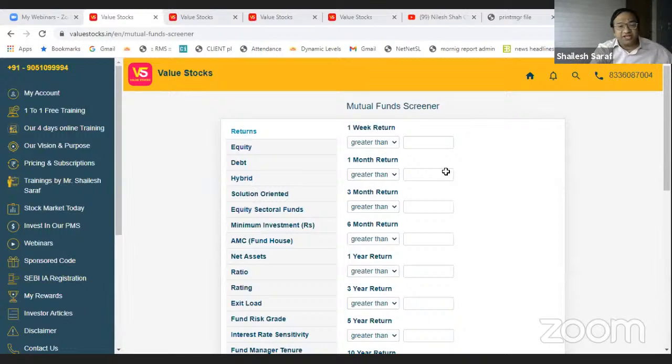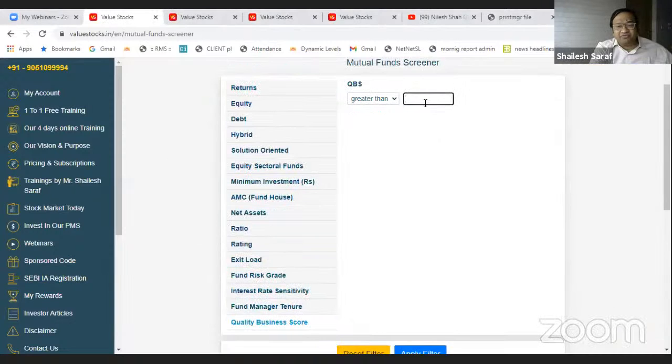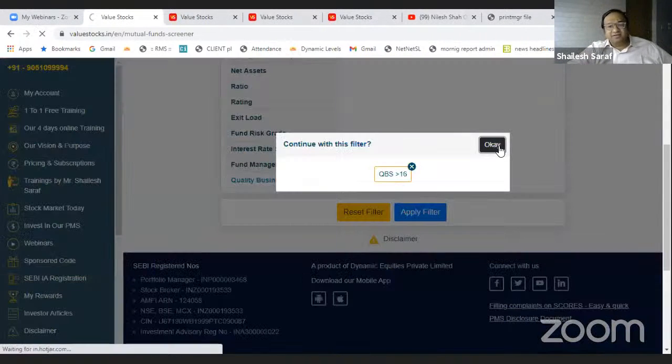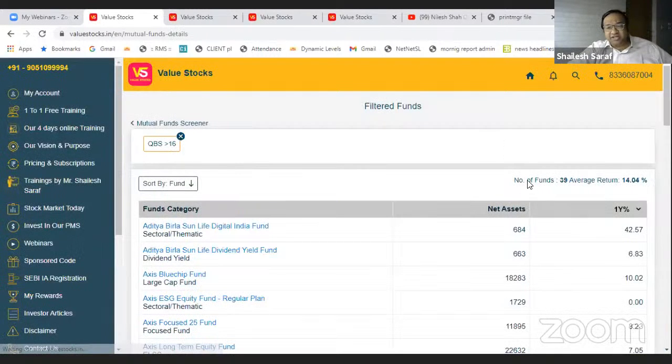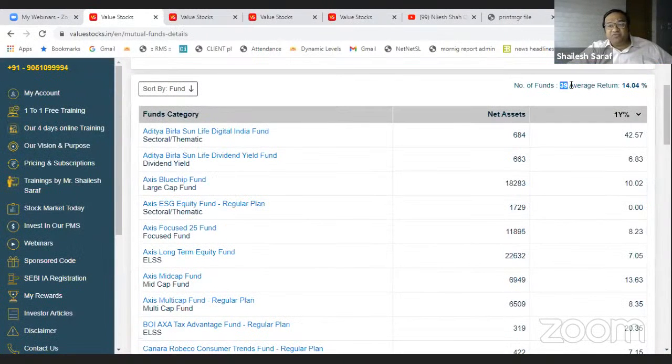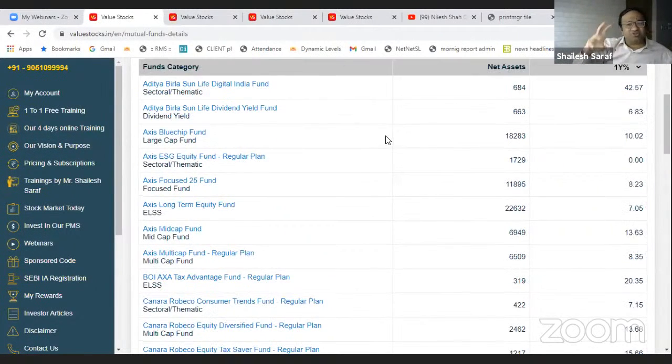So there is a QBS score. We can just go to the QBS score. You can select all the funds above 16, and you'll know all the funds above 16 instantly. So how many funds are above 16? You will be shocked. There are only a few funds. There are only 39 funds above 16. So you can select by a screener also. There are very few mutual fund screeners available, which we have also created.